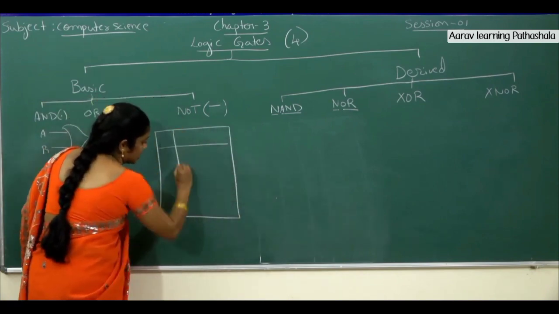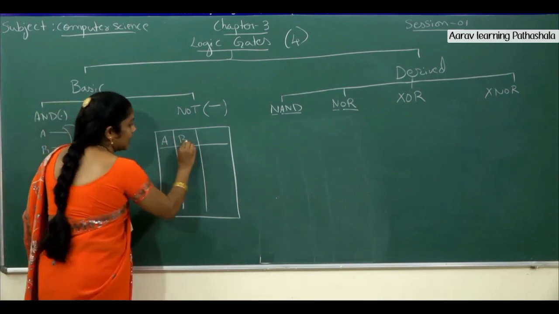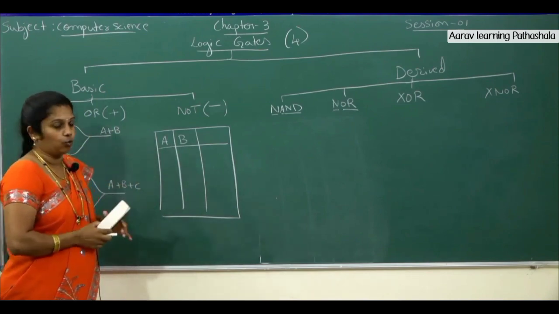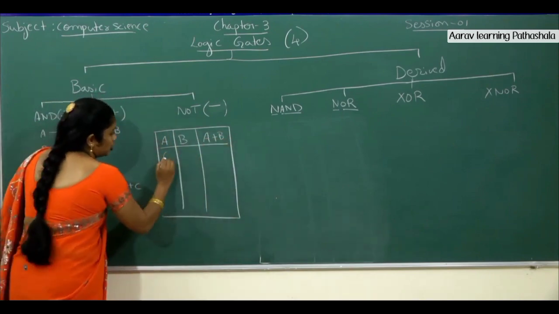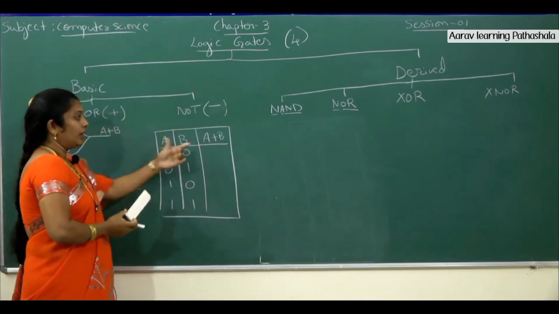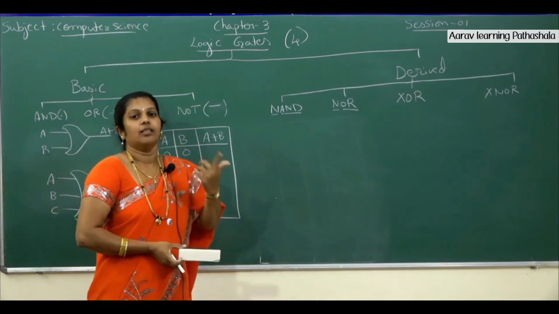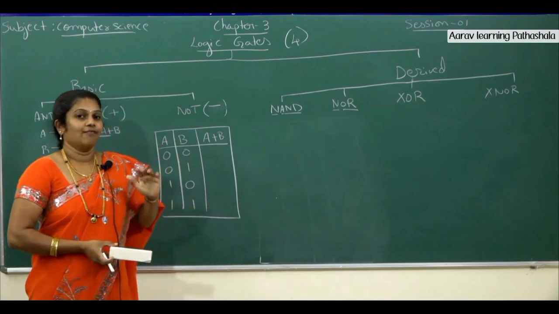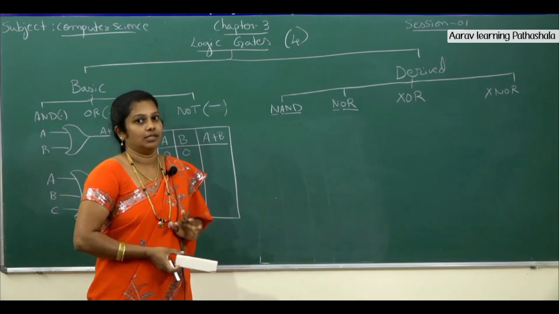Here, 2 variables means we will get only 4 combinations of A, B. What is the output we will get? Whereas in the AND gate, A dot B becomes the output, in the OR gate it is A plus B. 0, 0 and 0, 1, 1, 0, 1, 1. In the OR operation, if any one of the inputs is 1, the output becomes 1. If all the inputs are 0, only in that case the output becomes 0.